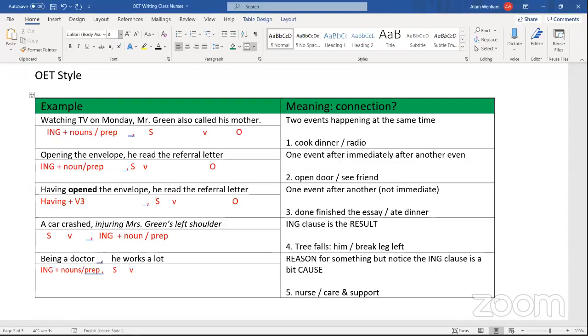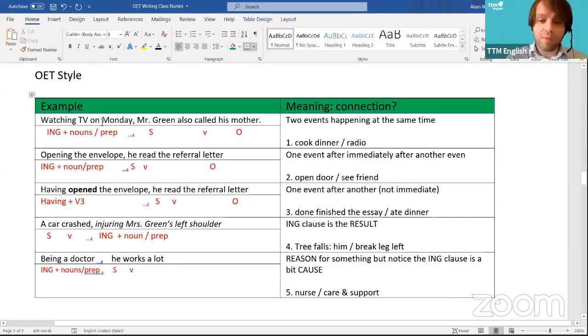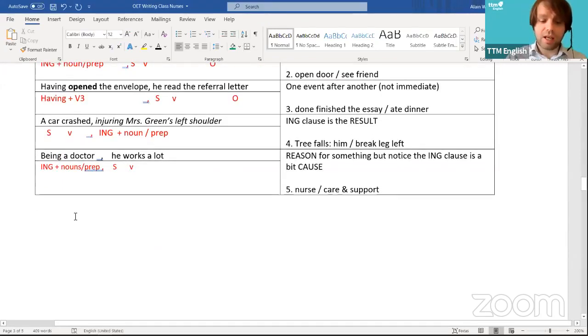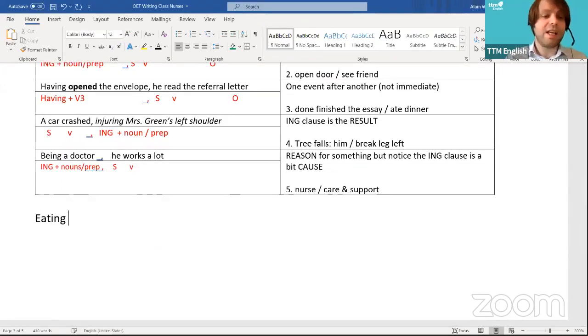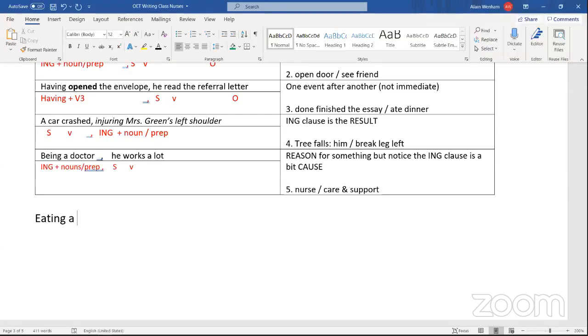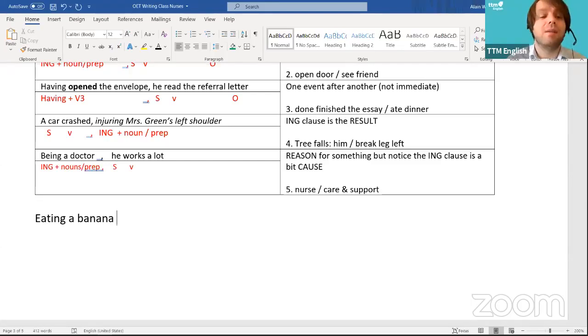So that means the ing always goes with nouns and prepositions in a participle clause, right? I'm simplifying this, okay? But say we take eating, right? And now I can have a noun or a preposition or a possessive adjective. So I could say eating a, give me a noun, Jasmine. Banana. Okay, so eating a banana.